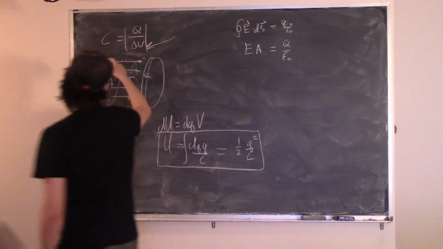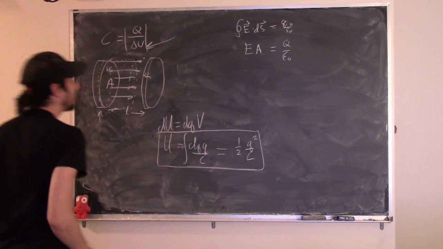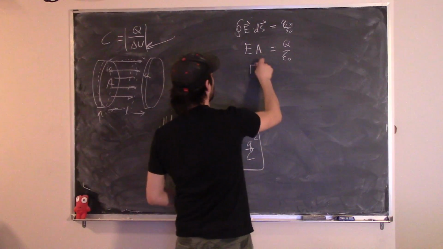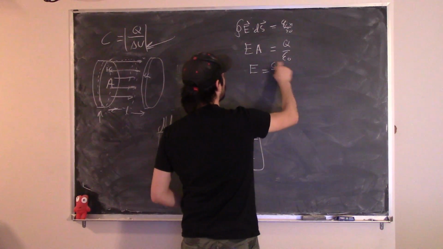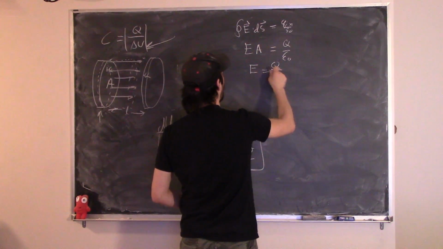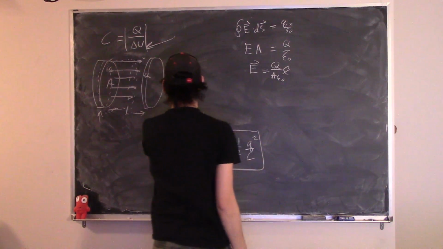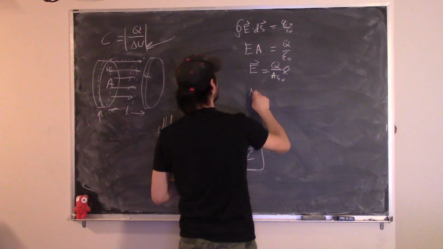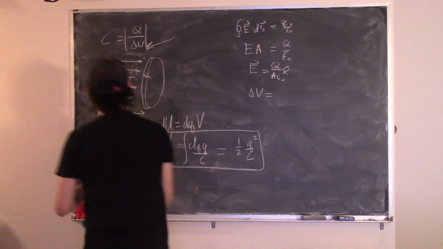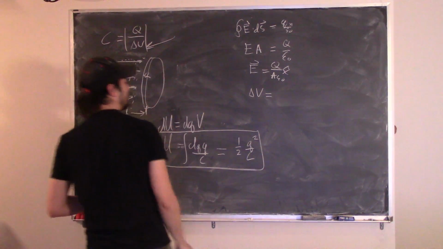Now, the Q in divided by epsilon naught, this one is pretty easy. This is just going to be Q divided by epsilon naught because I'm enclosing the total charge. Okay. So I can rearrange this, and this says that E is going to be equal to Q divided by A epsilon naught. Say this is some x hat direction.